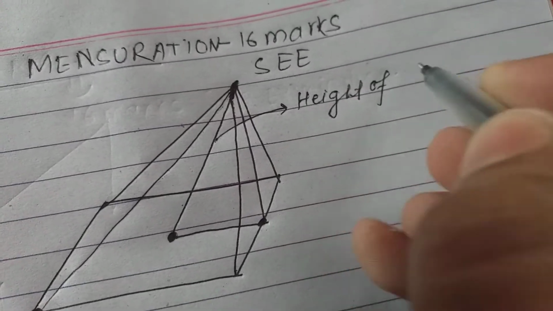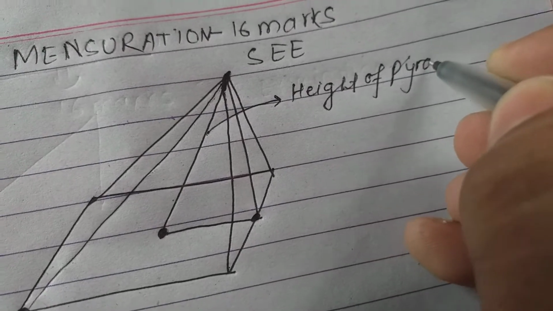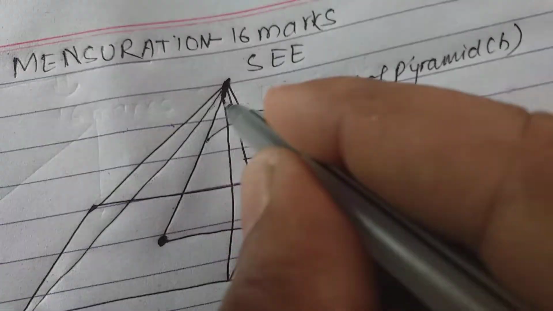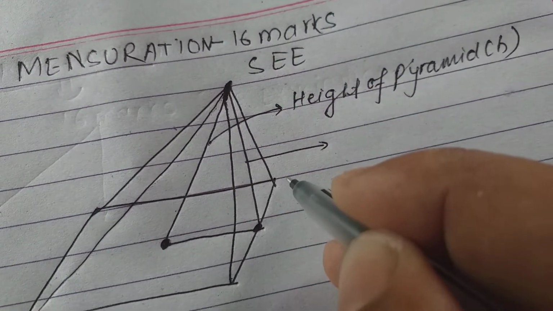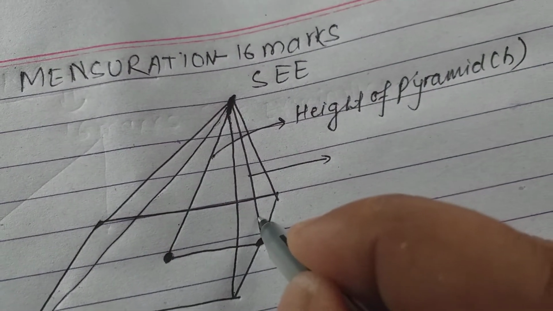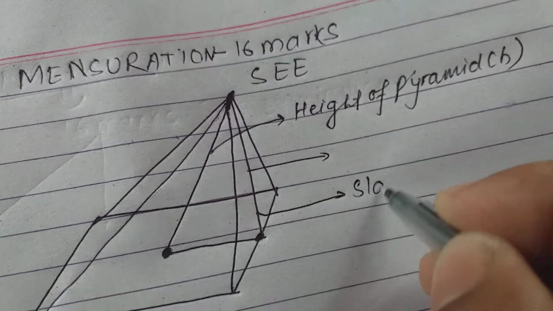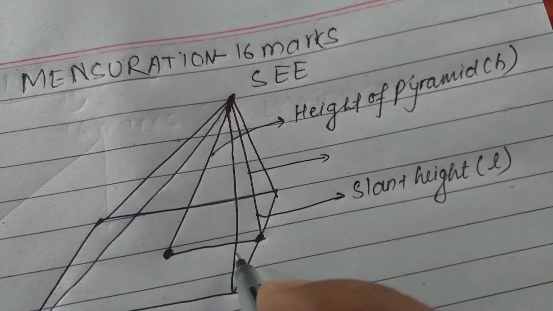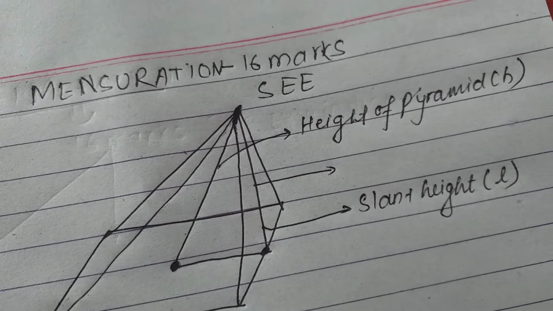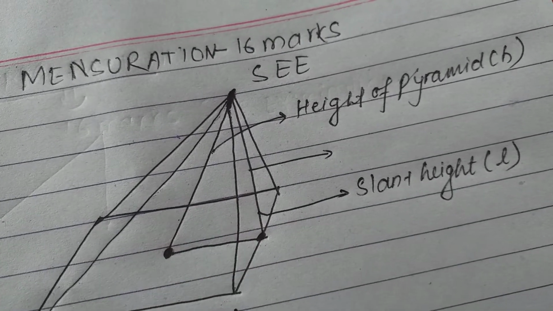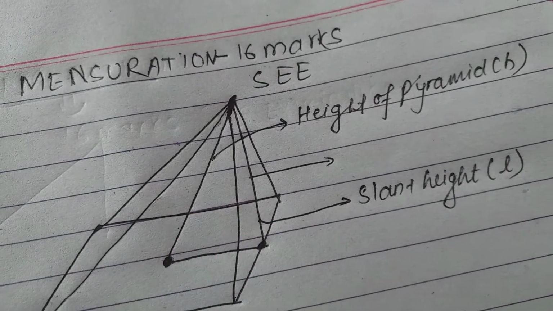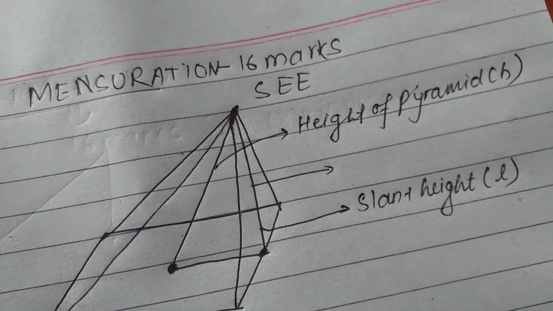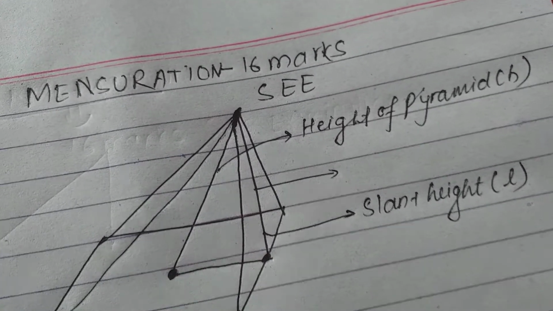Tell me, this one is the height of the pyramid, yes or not? Height of the pyramid, denoted by h. And this one is the height of this triangular part, or not? This is the triangular part, and its height is called the slant height. Slant height of the pyramid, denoted by L. This one is the side of the base, yes or not? This is the base, a rectangular part, it can be a square or rectangle. So this is the side, we denote it by A, the side of the base.